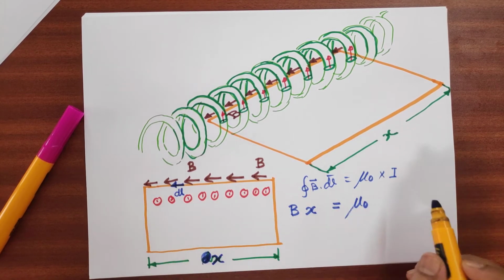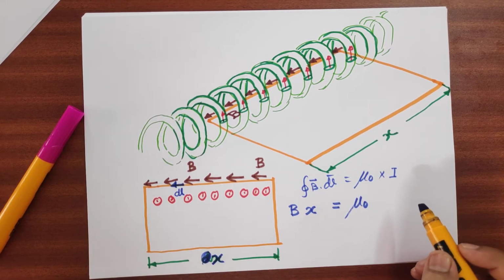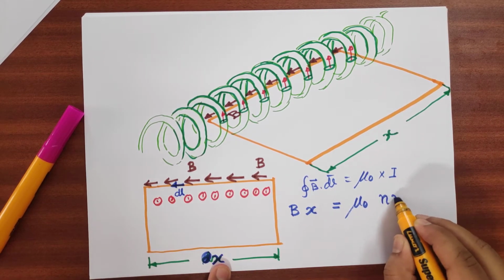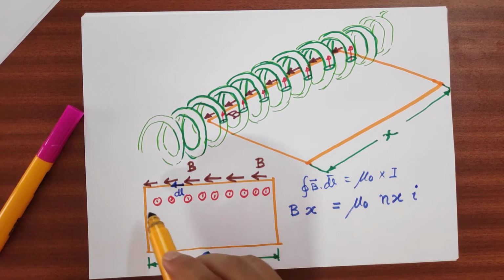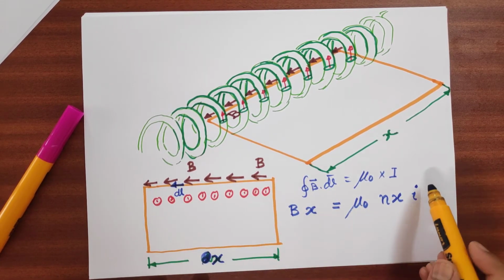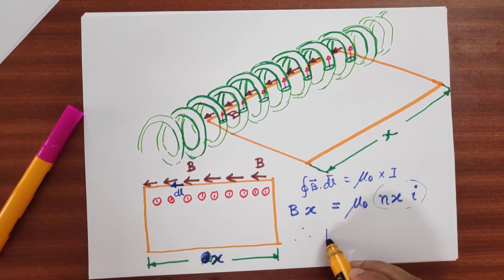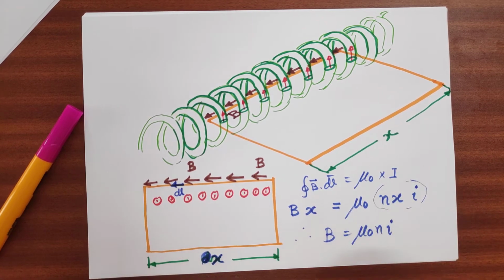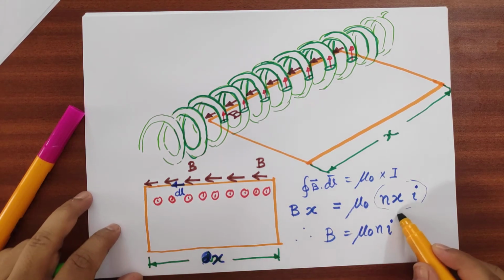What is the total current? In unit length, the number of turns is n, small n. So in x length, the number of turns is n into x, multiplied by the current in each turn. So this is the total current crossing the loop. Therefore you get B equal to mu 0 n I, and we have got the same result before also by integration.